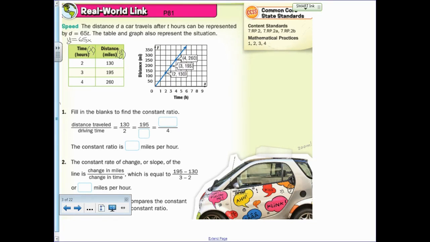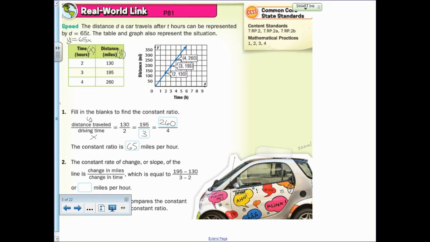It says here, fill in the blanks to find the constant ratio. So distance traveled, y, over driving time, x. And they have 130 over 2, 195 over 3, and 260 over 4. If you divide each one of those ratios, the constant ratio ends up being 65 miles per hour.